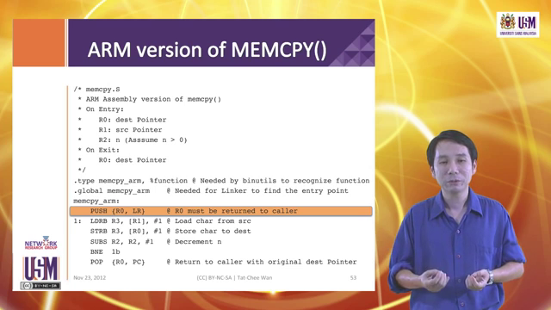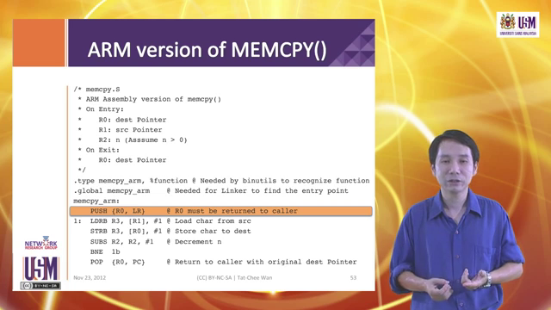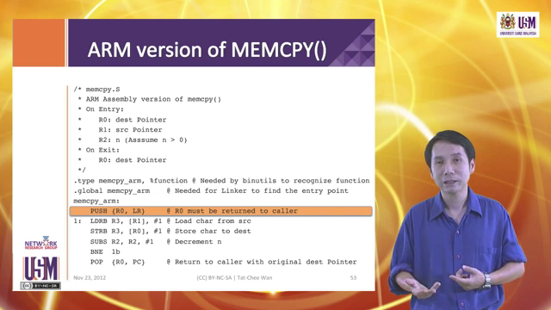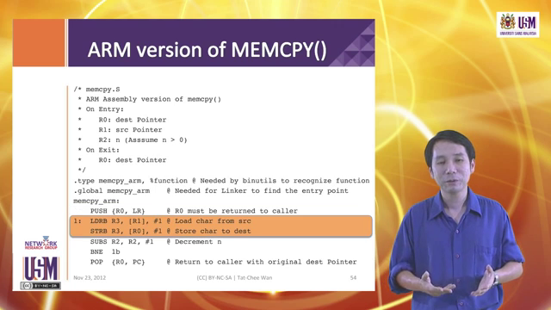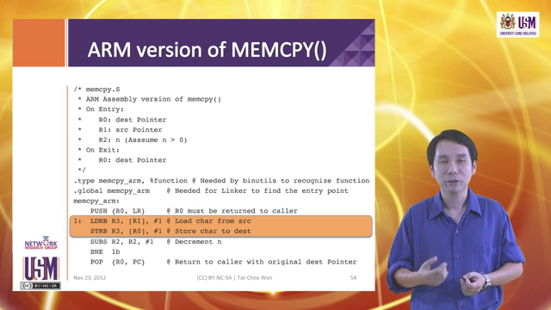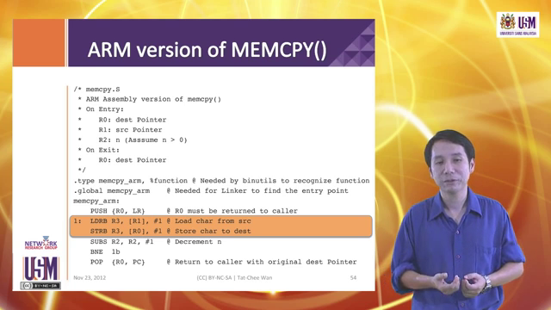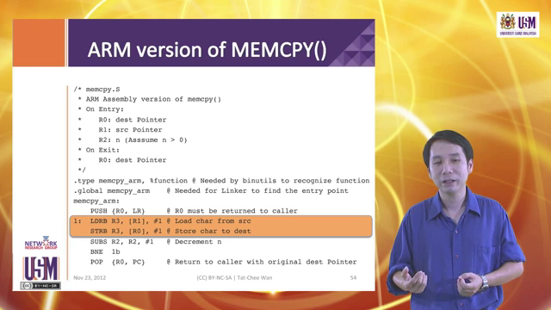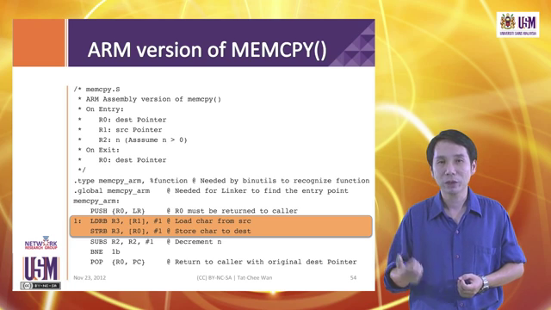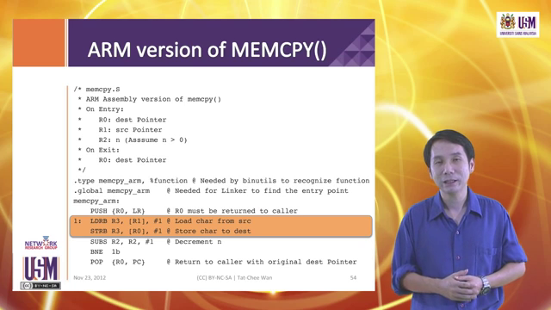In our case, we want to preserve R0 and the link register. R0 because we want to have a pointer to the destination buffer that is usable by the calling routine. Next, we will perform the process of copying the bytes from the source buffer to the destination buffer. In this case, we use R3 as a temporary register to load the byte value from the address given by the pointer in R1 and store it into the address given by the pointer in R0. In both cases, we auto-increment, or post-increment, the values in R1 and R0 to point to the next byte in that buffer.